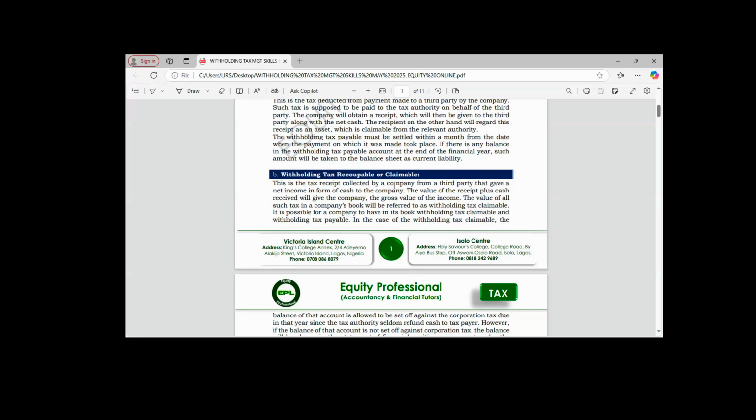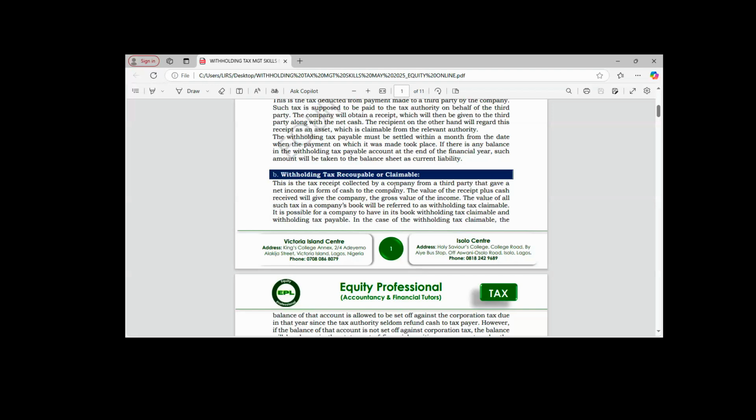Also, for instance, take the example of equity professional that I gave earlier, an accounting firm. Maybe a company, let's say XYZ Limited, engages the service of equity professional to come and tutor their staff in the accounting department on ICAN, on how to pass ICAN, and on ICAN lectures generally. That means money is going to come from XYZ Limited to equity professional.